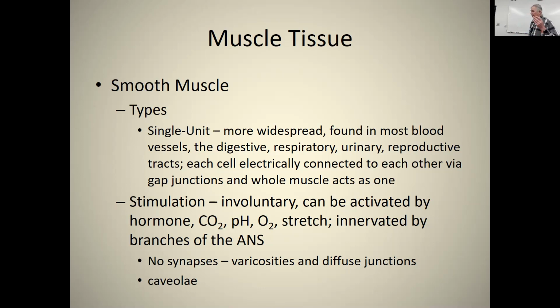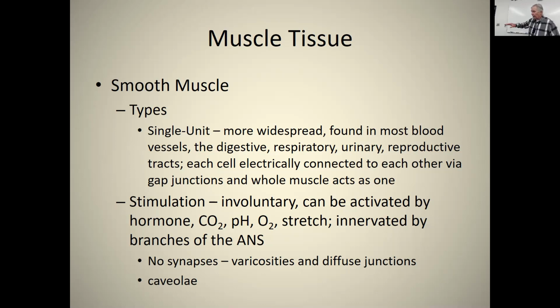Okay, stimulation, involuntary, and they can be stimulated by the leaking out of that neurotransmitter that comes by, but they can actually be activated also by hormones, and by chemical conditions, the amount of CO2, the pH, the amount of O2, the stretch, and it can be innervated by branches of the autonomic nervous system.